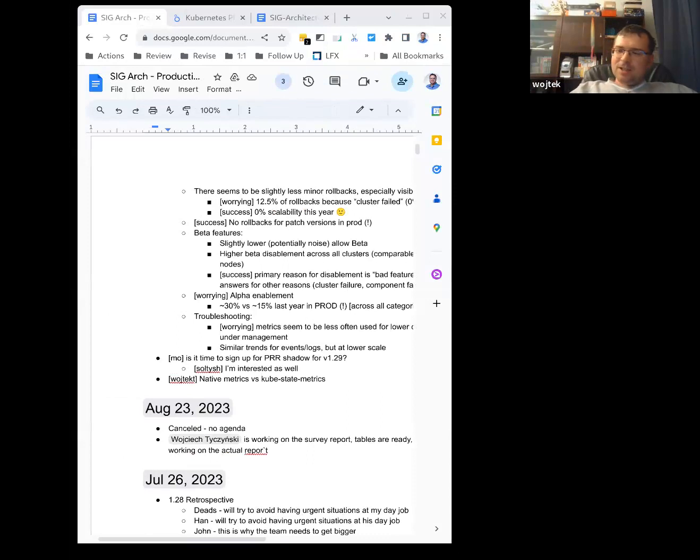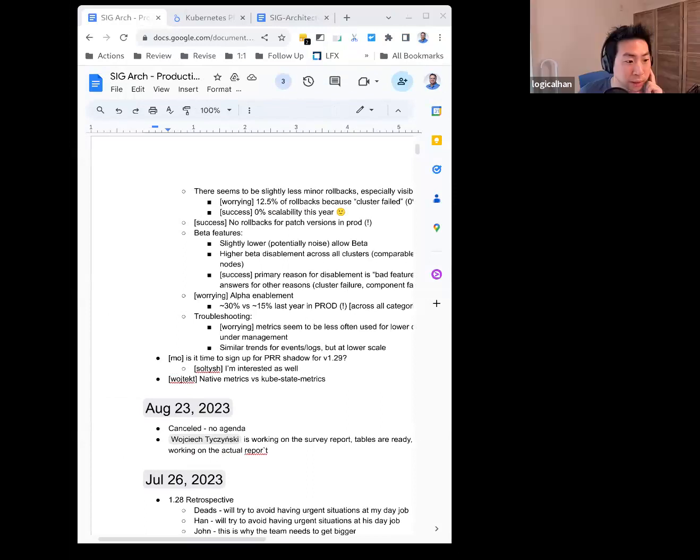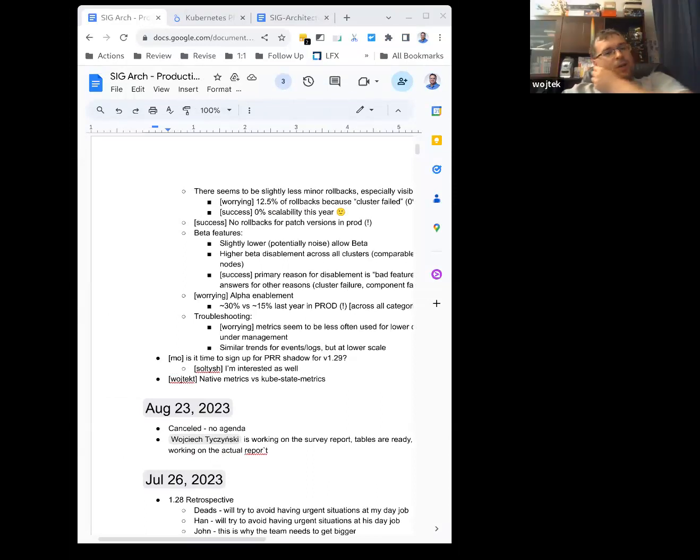Basically the question is, there are some features. The recent example that I had is that if you want counts of resources or something, you're going to have to use KSM. Yeah. And the question is, are we okay with metrics that are only kube-state-metrics, or do we require the native metrics?